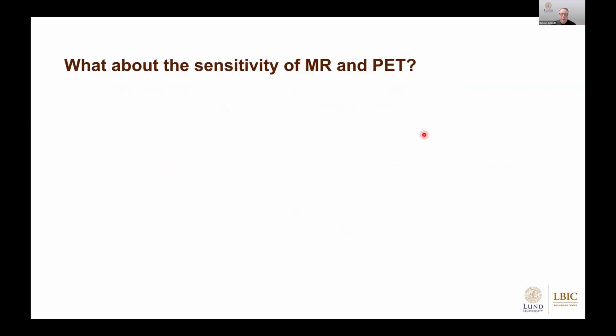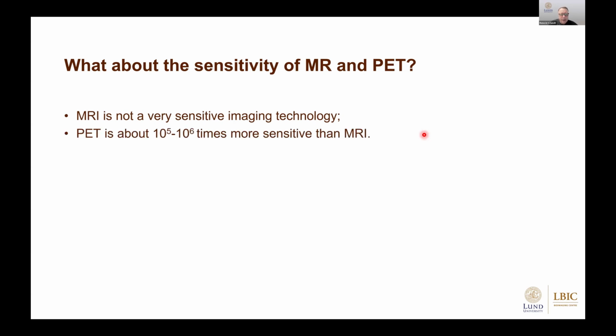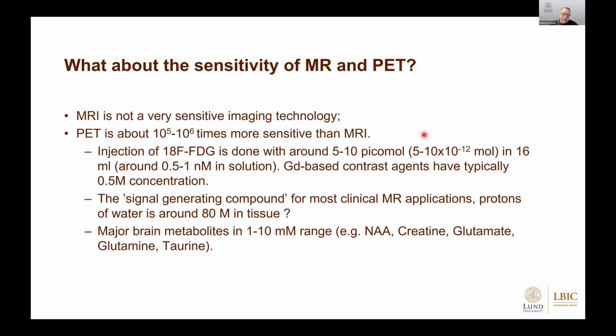But what about the sensitivity then of MR and PET? And I think it's very important to put these two in perspective. MR is not a very sensitive imaging technology. The images are really cool, but MR in itself is not sensitive. And the difference with PET is pretty drastic. It's about 100,000 to 1 million times more sensitive than MRI. And then if you look at contrast agents like PET FDG, if you do the math, it's about 1 nanomolar in solution.